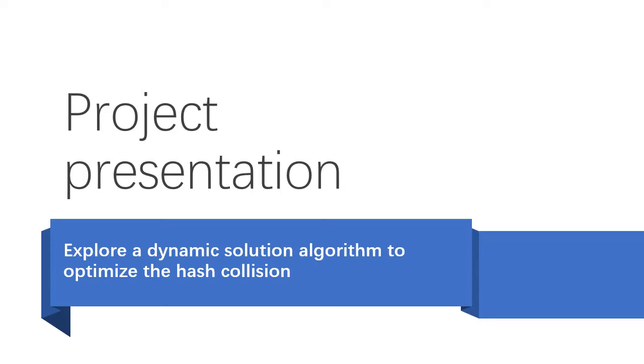In my project, I'm going to explore a dynamic solution algorithm to optimize the hash collisions. Remember during the lectures, we discussed the hash table data structure and some algorithms like Cuckoo hashing, which could support the search in big O of one worst case time and big O of one insert expected time.